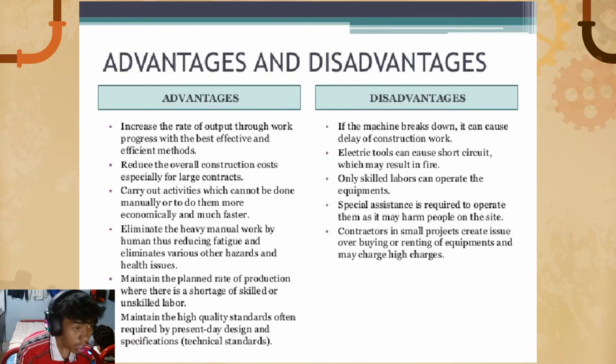For the third one, it can carry out activities which cannot be done manually or do them more economically and much faster. Next, it eliminates heavy manual work by humans, thereby reducing fatigue and eliminating various other hazards and health issues. Next, it maintains the planned rate of production where there is a shortage of skilled or unskilled labor.